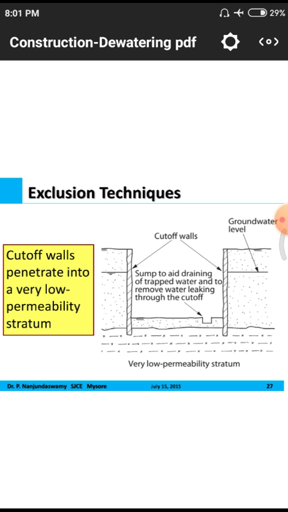Cut-off walls penetrate into the very low permeable stratum. Here we have a sump to aid in draining trapped water and removing the water leaking through the cut-offs.